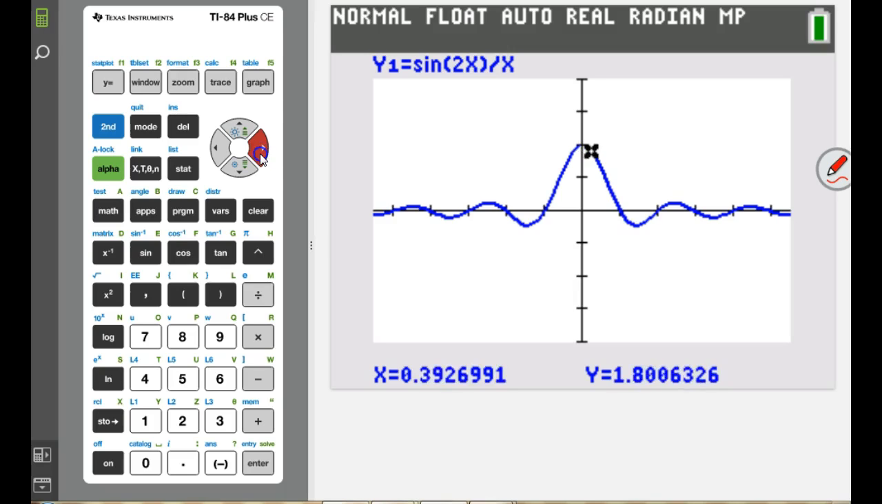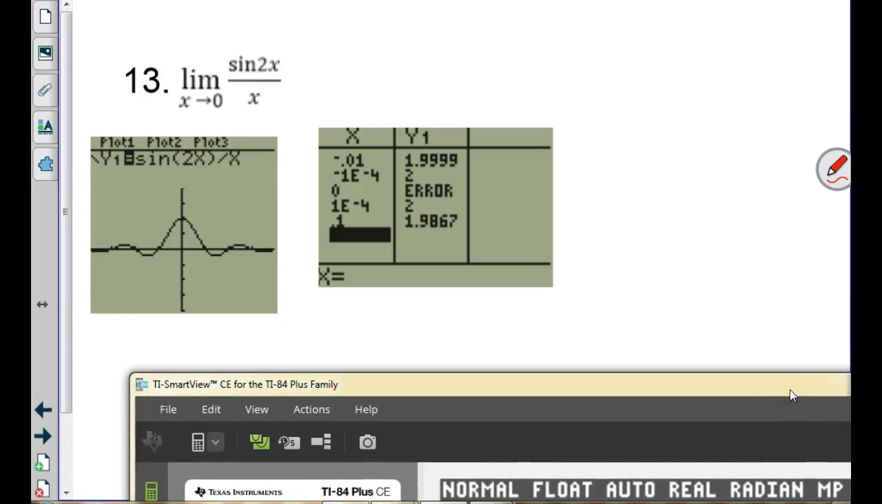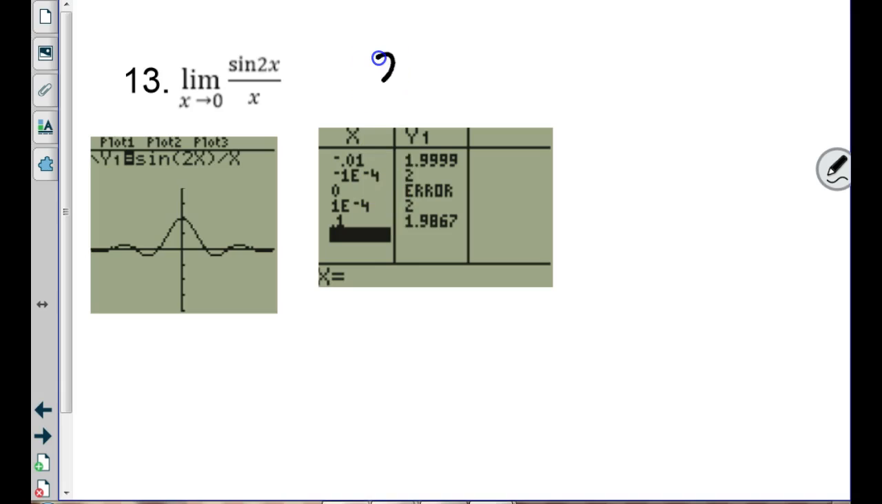If I go over here a ways and then I come back at it from the right. Did I just say right a minute ago? That was from the left. But again, the y value is getting closer and closer to what? To 2. So what is the limit? 2. Because it was approaching 2 from both above and below, the limit is 2, or the left and the right.